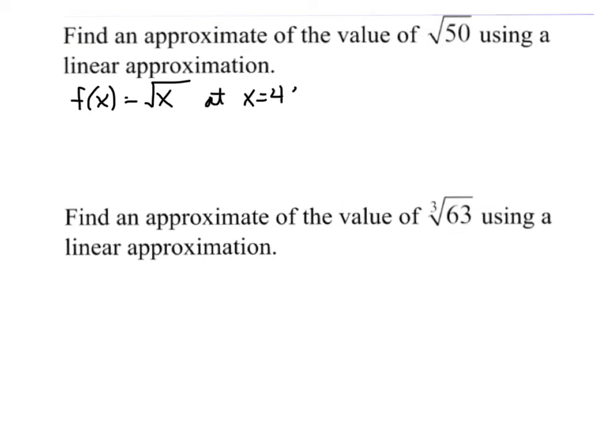And the only reason I'm choosing that is because I know that one already. I know what the square root of 49 is. So when I go to make my tangent line, and I say, well, I need a point and a slope, I know that 49 and 7 are on my original curve. Okay. Now the slope, hopefully you remember the derivative of square root of x.